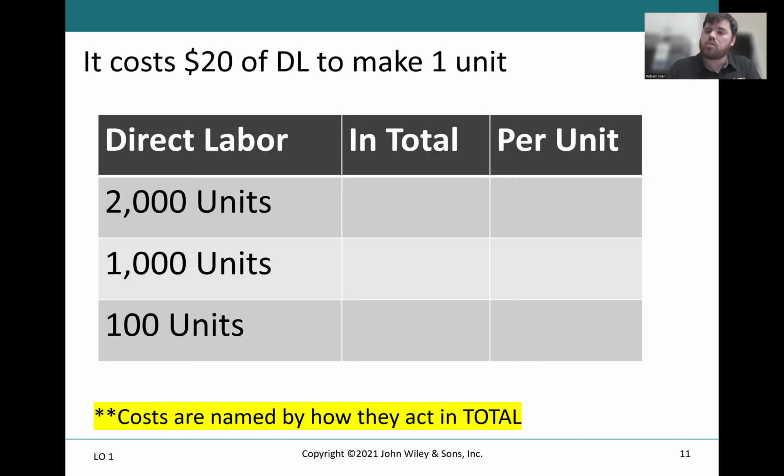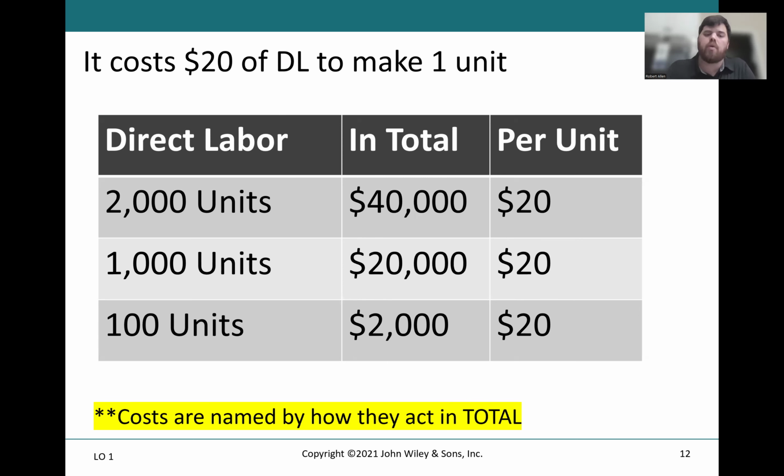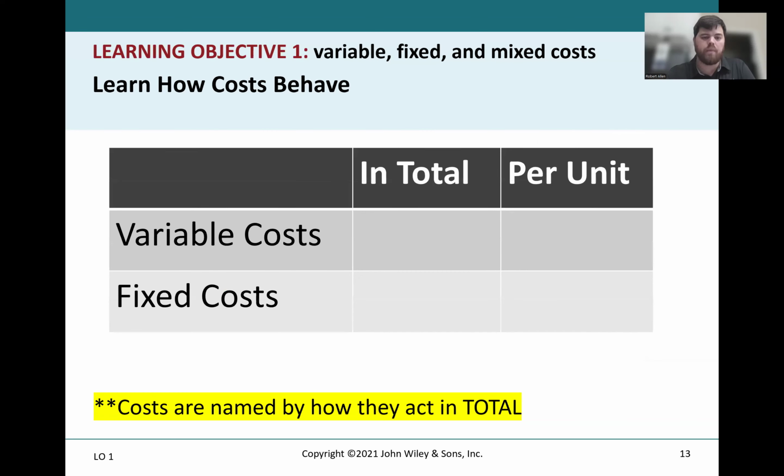Next, we look at direct labor, and we'll see something very, very similar. In this case, it costs us $20 to make 1 unit in direct labor. So in this case, 2,000 units times $20 per unit is $40,000 in total, giving us a cost per unit of $20. Then for 1,000 units, in total it is $20,000, but per unit remains $20. And we see the same for 100 units. Once again, driving home that point that variable costs vary in total, but are fixed per unit. Very important idea for us to really understand in this chapter.